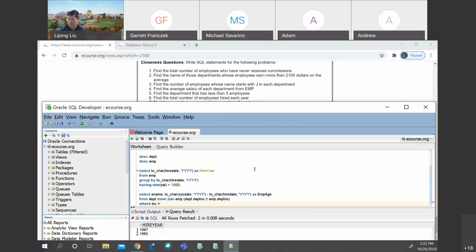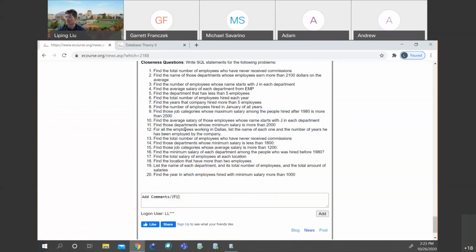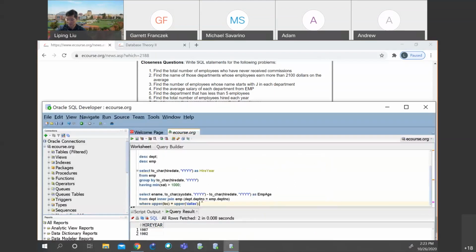Or if you do not like to type this, you can just say UPPER location, then equals, and then put whatever case you like, DALLAS. So what this does is you change the location value into uppercase, and also whatever value also into uppercase, and then you compare uppercase with uppercase, right? So now let's see, well, do we need to do any group functions in that case? Do we divide the cases? It is the name for each employee and the number of years. So basically there's no statistics involved in this question. So that is all we need. Okay.